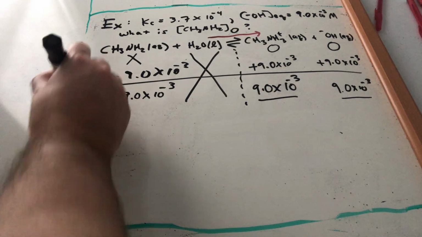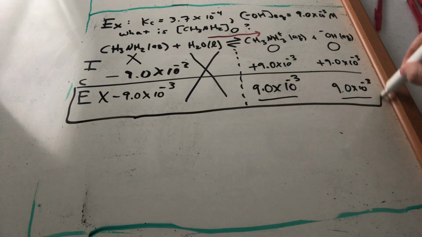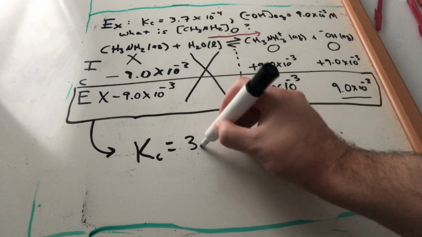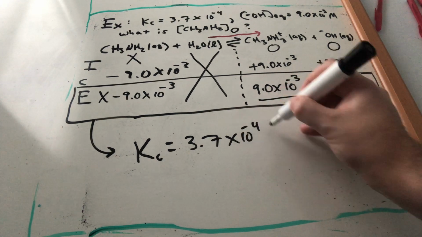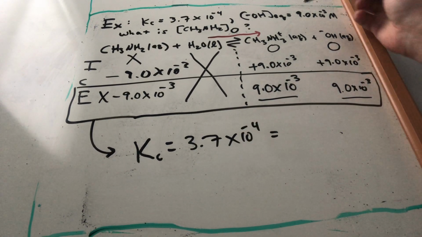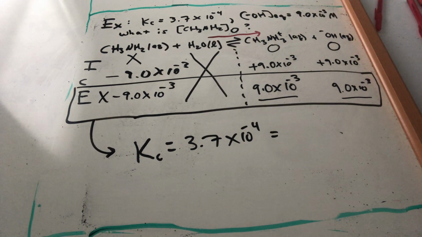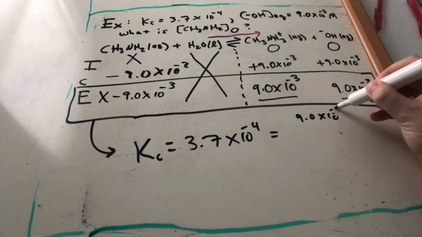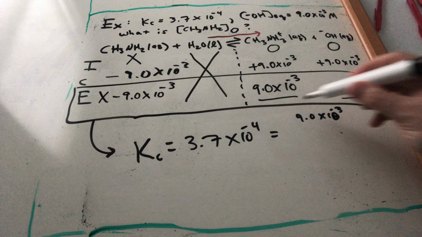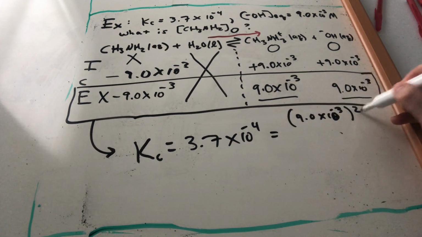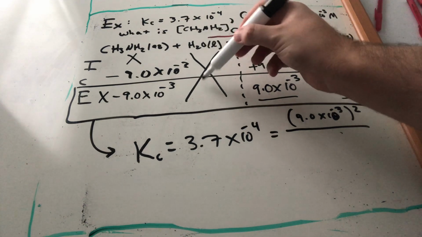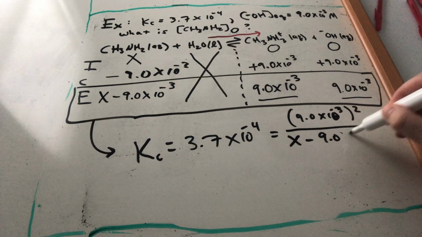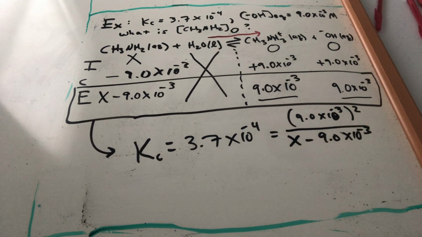And now once we have E, we know, and hopefully you're seeing a pattern by now, that we can feed this into our expression for K. And Kc is 3.7 times 10 to the minus 4. This is going to be equal to the concentration of this, multiplying each other, both raised to the first power. So that looks like 9.0 times 10 to the minus 3 times 9.0 times 10 to the minus 3. Oh, that's the same as squaring this. Divided by 1, because the H2O doesn't matter, times x minus 9.0 times 10 to the minus 3.